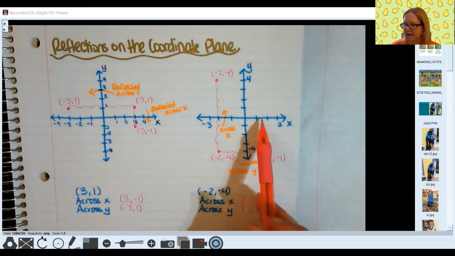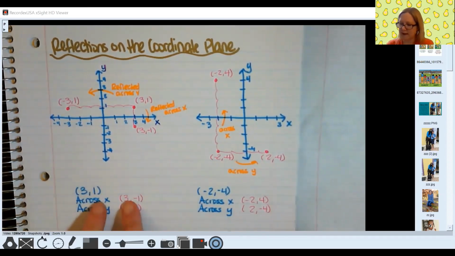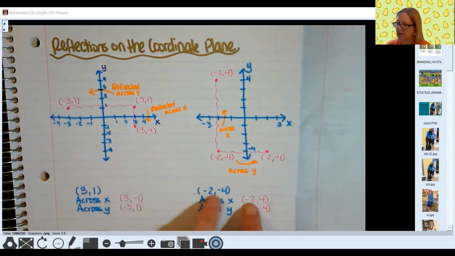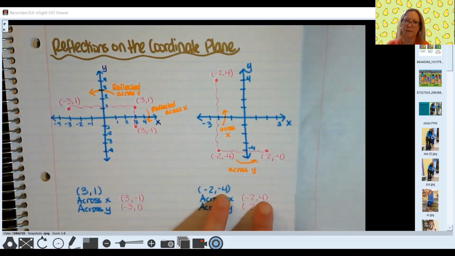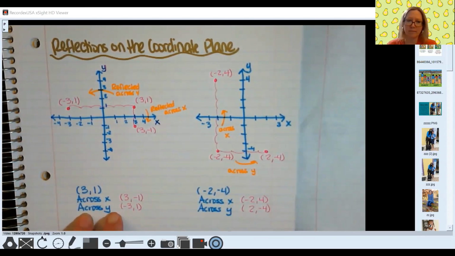Same over here with the second example. All of the absolute values were the same. They all had an absolute value of 2 and an absolute value of 4 for the x and y coordinates. But the signs are different. If we reflect across the x-axis, notice the x coordinate will stay the same, and then the y becomes the opposite. That happened here. That also happened over here. The x stayed the same, and the y's became the opposite. However, if we reflect across the y-axis instead, notice that the y coordinate stayed the same and the x coordinate became the opposite.